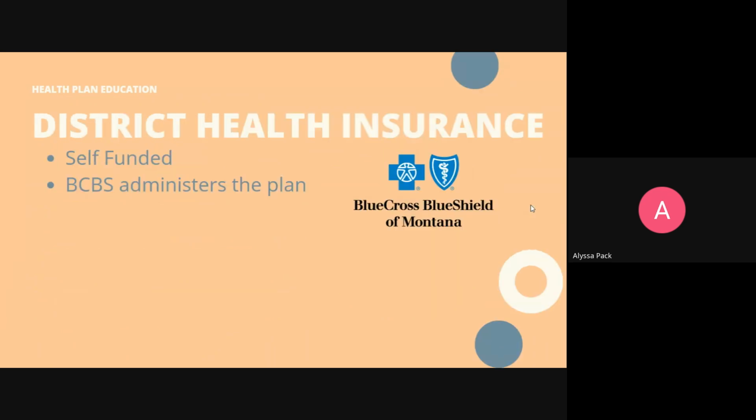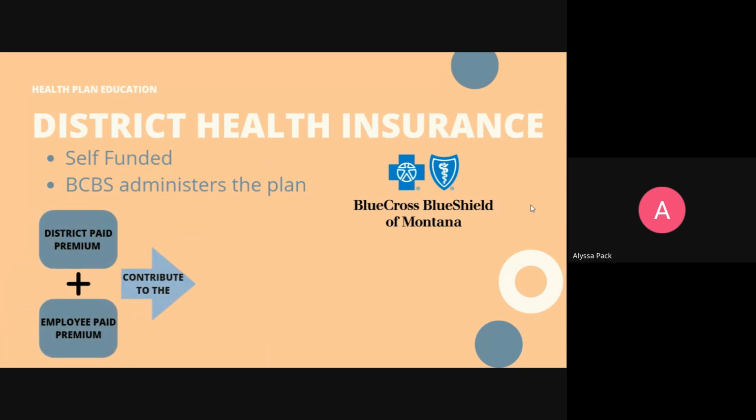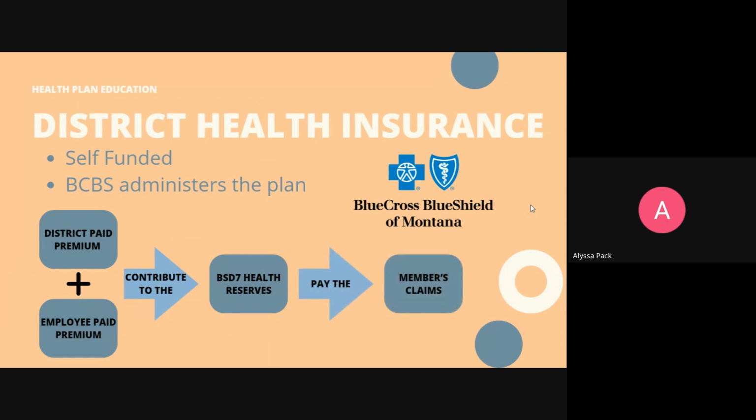Our district health insurance plan is self-funded, meaning that all premiums that the district and employees pay contribute to a total reserve pot that we then directly use to pay the members' claims. The district handles all the money while Blue Cross Blue Shield administers the plan. They're the ones seeing your medical claims, processing them. They're the experts in those. We just help determine and decide all the premium amounts and how we pay for the claims, to make sure we have enough for that.